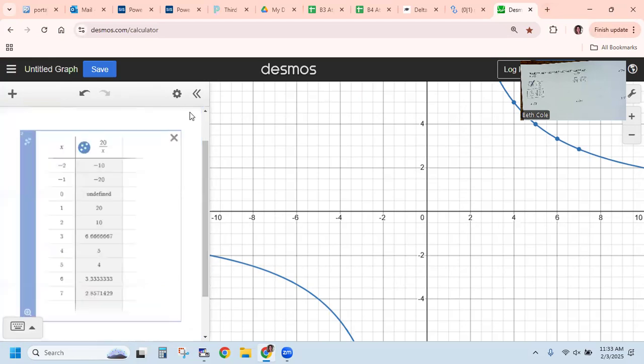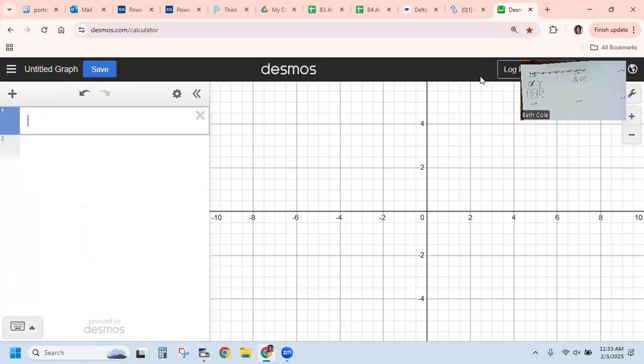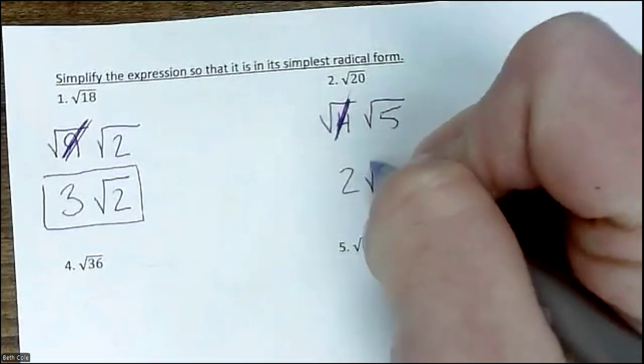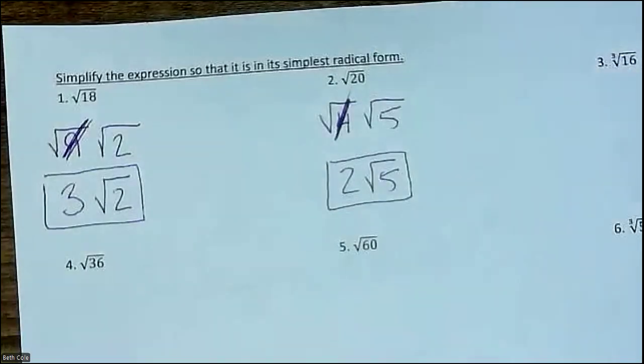Now we picked 4 because it's going to actually work. You don't want to pick dead end numbers. What is your square root of 4? 2. So it's 2 square root of 5 is your answer.